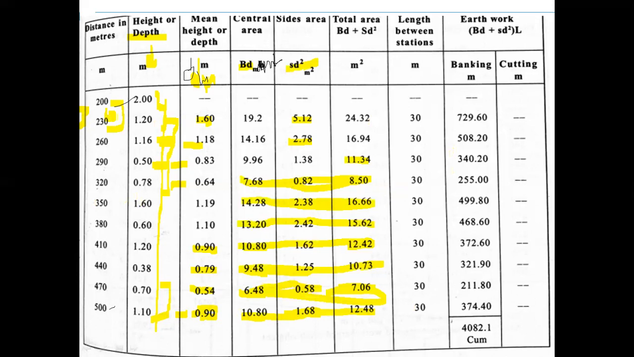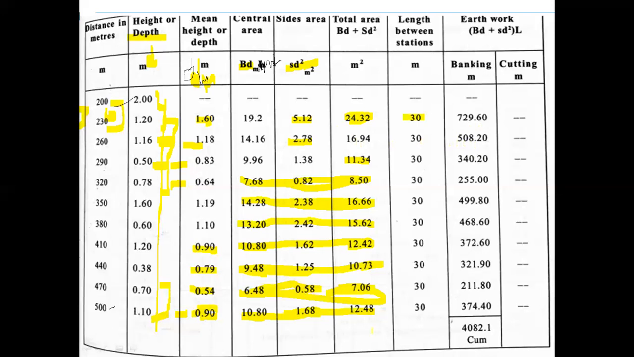200, 230 minus 200 is 30. 260 minus 230 equals 30. Every chainage distance is 30. Next, the banking volume formula: area into length. Area is the BD plus SD square, into L. This is the area 24.32 into length 30. So multiply, then 729.60. Next 16.94 into 30 is 508.20.